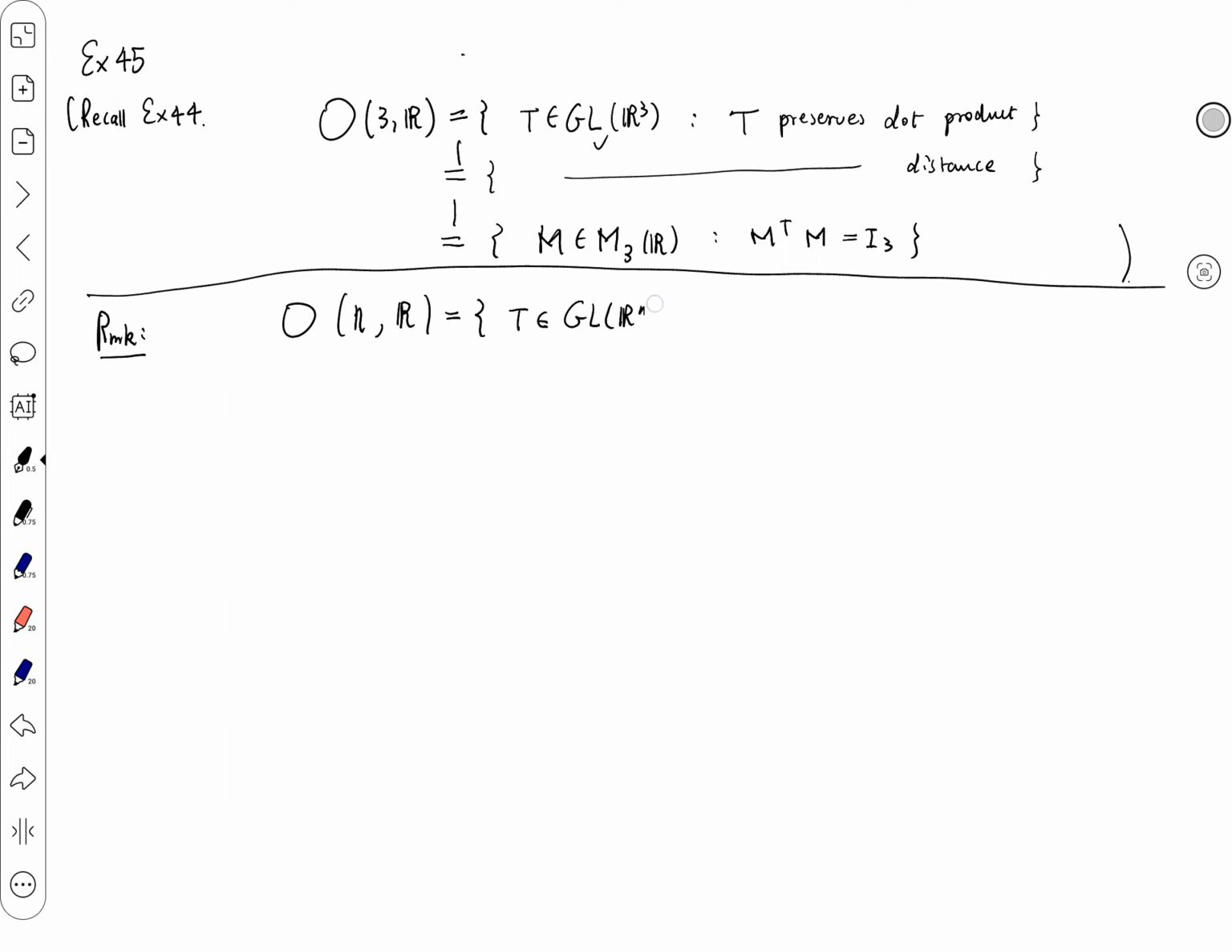So let me first write down, we still denote this to be the set of dot product preserving linear transformations. So I'm claiming that for Rn, dot product preserving is again equivalent to just a matrix M such that M transpose M equals In.